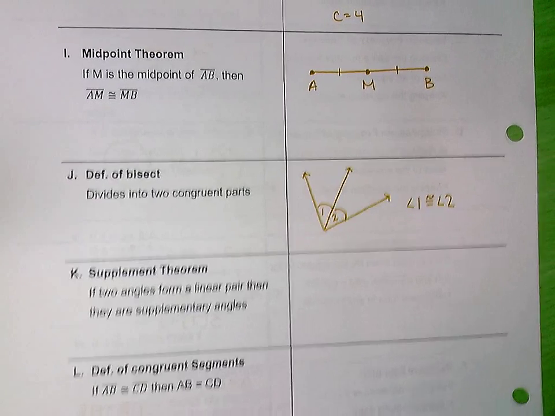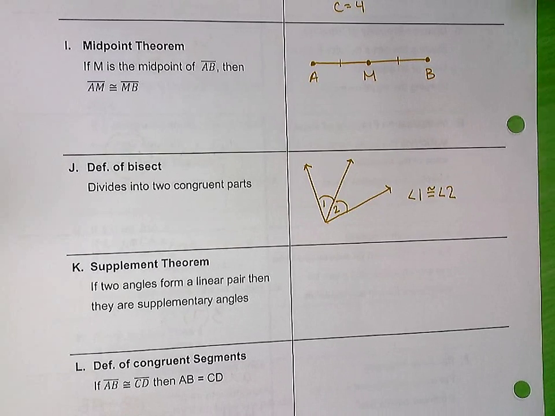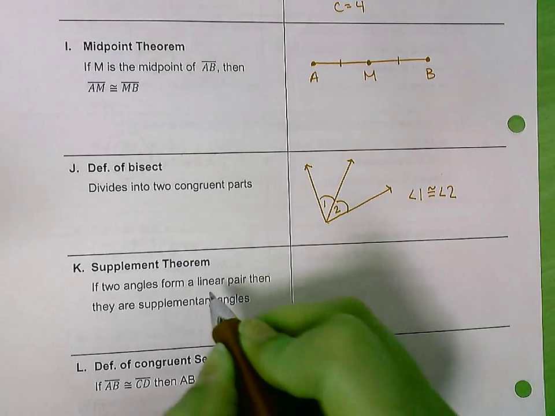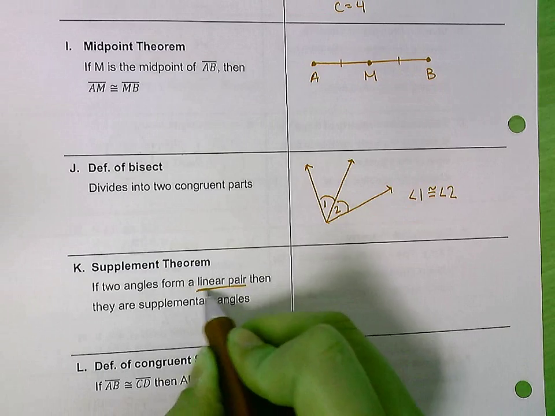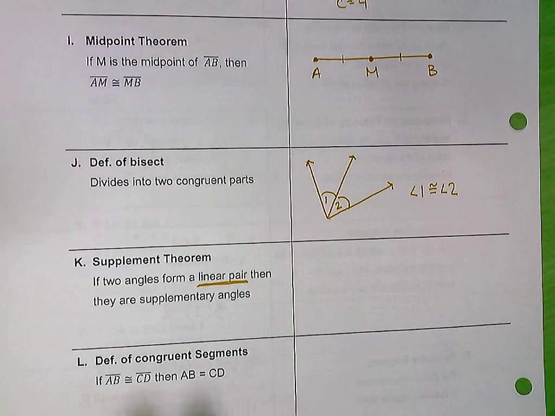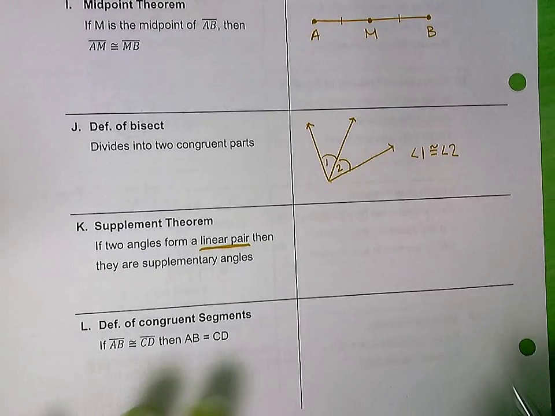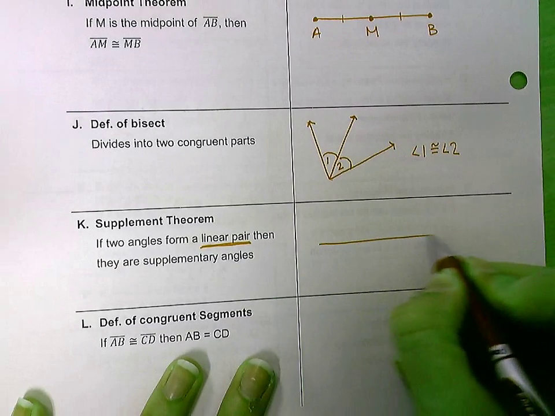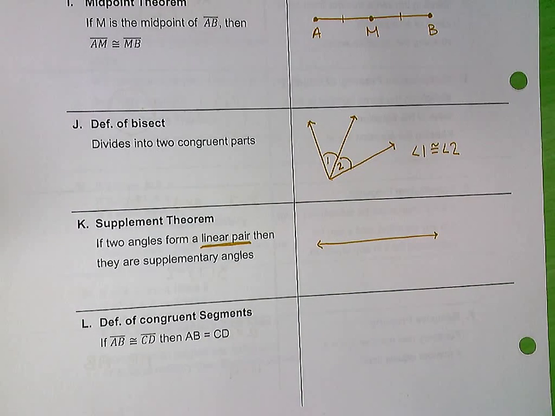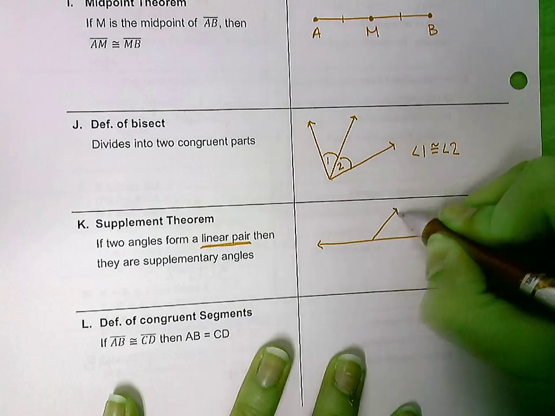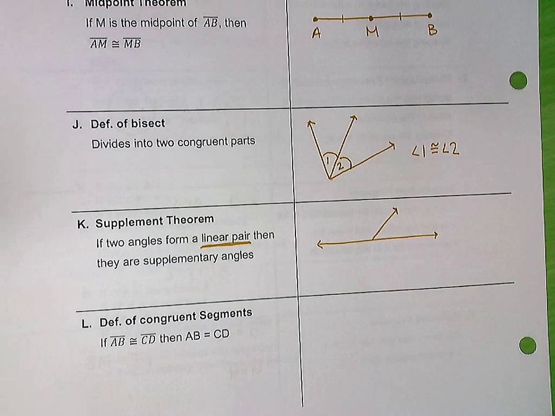The next one is supplement theorem. If two angles form a linear pair, then they are supplementary angles. Your keyword here is linear pair. There is a supplement theorem and there is a definition of supplementary angles. They are different. Supplement theorem has to do with a linear pair. Now a linear pair forms a line and is made up of two angles.